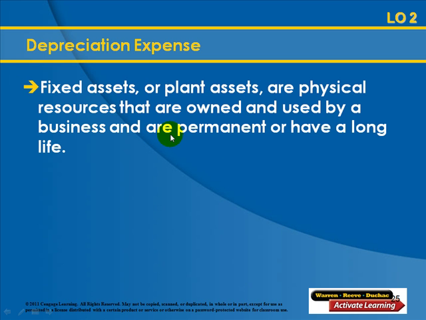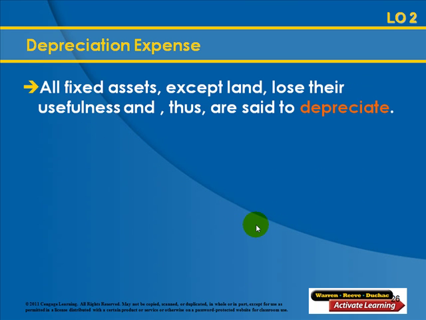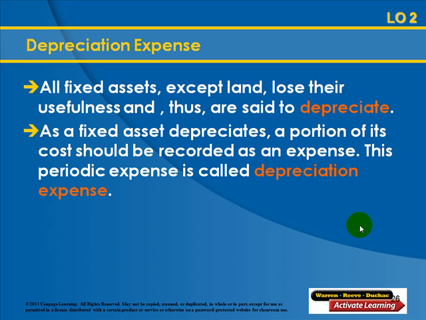Depreciation expense. Fixed assets or plant assets are physical resources that are owned and used by a business and are permanent or have a long life. As time passes, a fixed asset loses its ability to provide useful services. This decrease in usefulness is called depreciation. All fixed assets, except for land, lose their usefulness and thus are said to depreciate, except land. Land never depreciates. As a fixed asset depreciates, a portion of its cost should be recorded as an expense. This periodic expense is called depreciation expense.